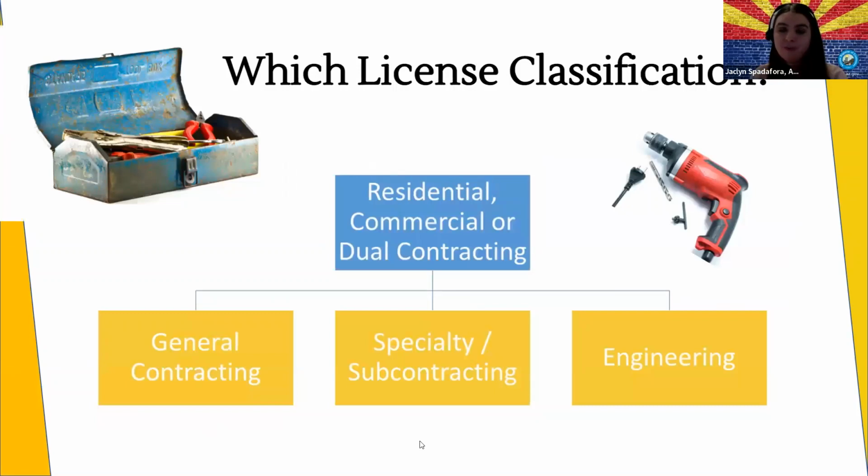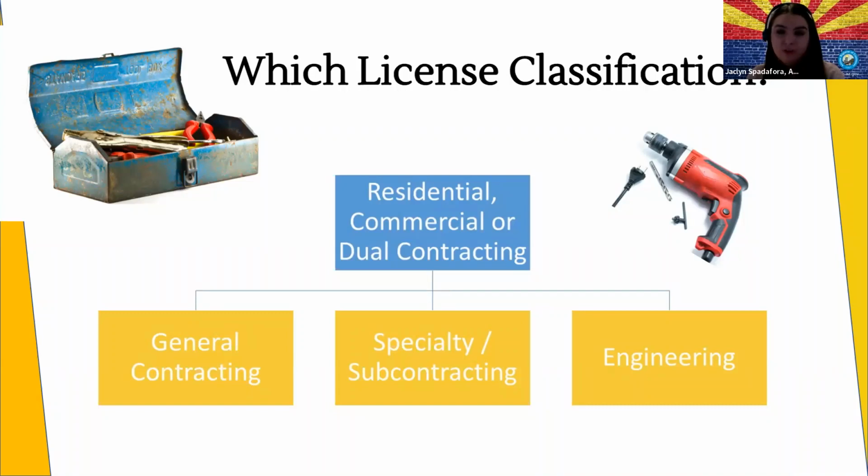So if you determined what type of entity structure you're going to have, what that entity name is, you next need to determine the license classification that you're going to be applying for. So the first step is to ask yourself if you're going to be doing residential, commercial, or dual contracting. Dual meaning it's both residential and commercial. We break that into some subgroups here.